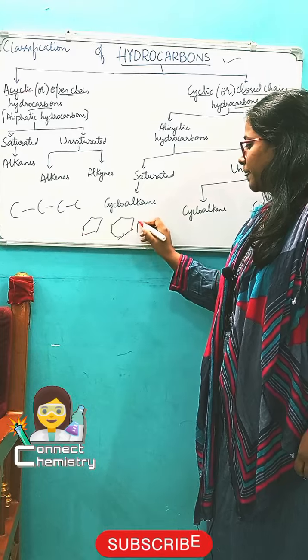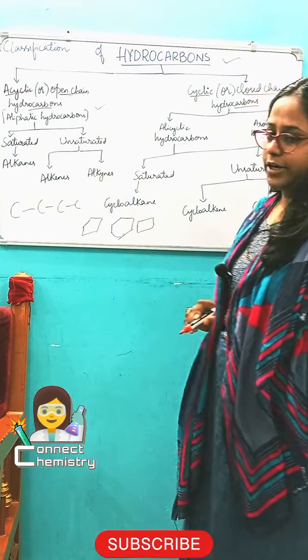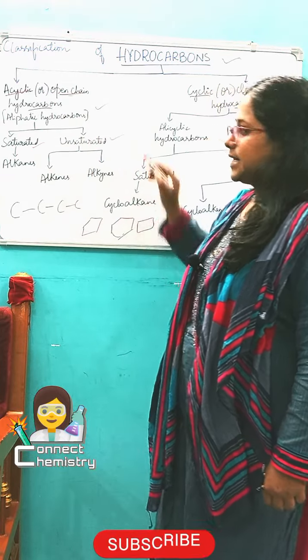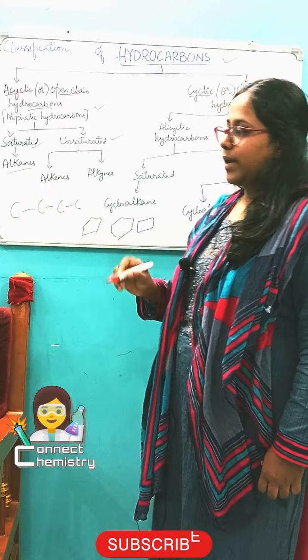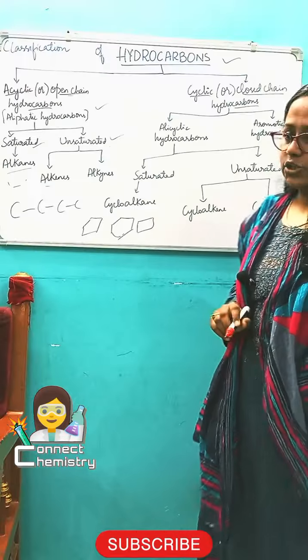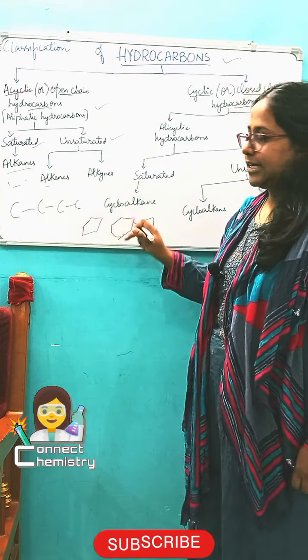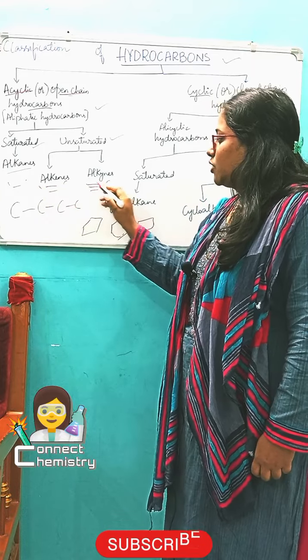In this way, acyclic or open chain hydrocarbons are also known as aliphatic hydrocarbons. These are further divided into saturated and unsaturated. Saturated is further divided into alkanes, where alkanes have single bonds, and unsaturated hydrocarbons are divided into two types, that is alkenes and alkynes. Alkene has a double bond and alkyne has a triple bond.